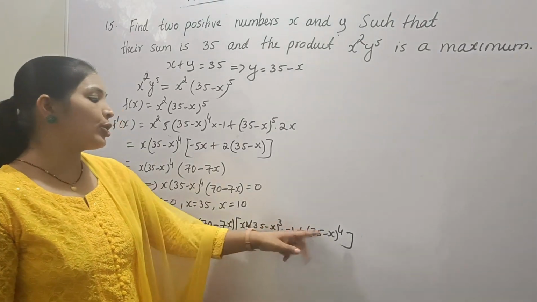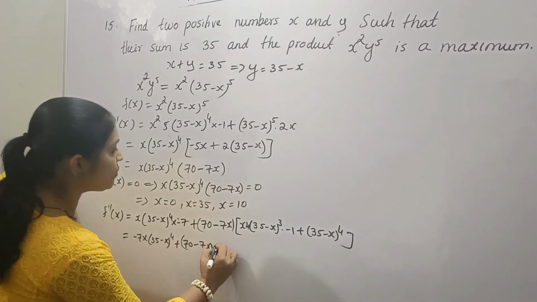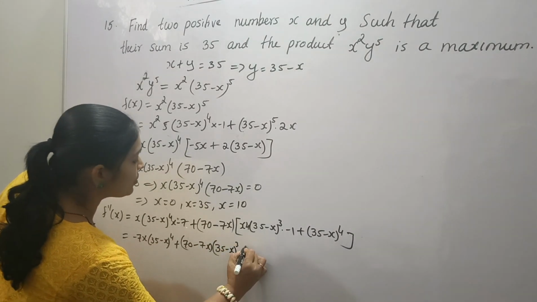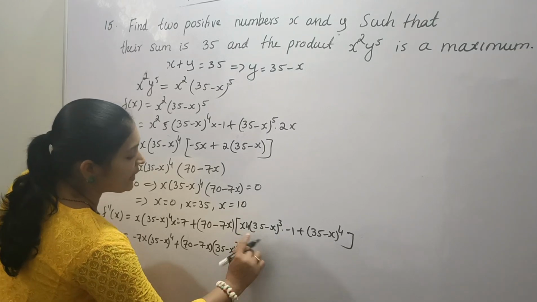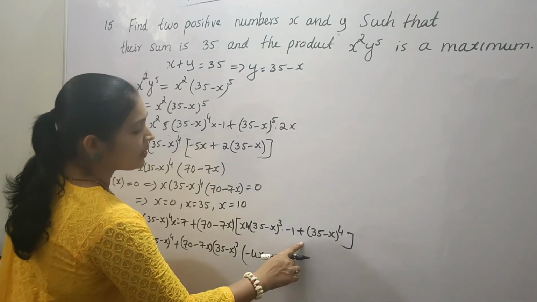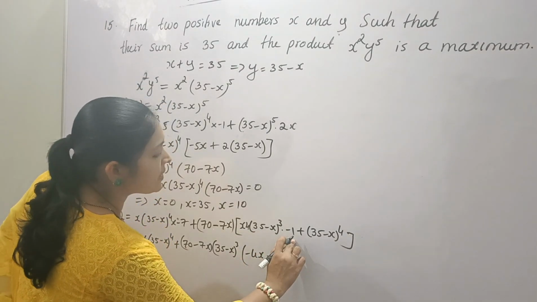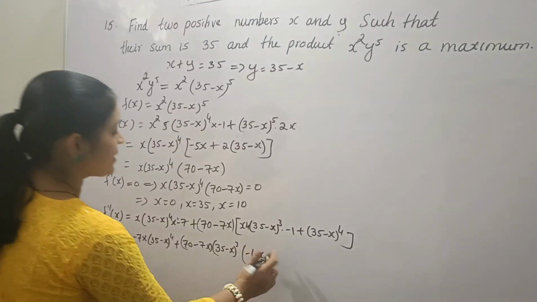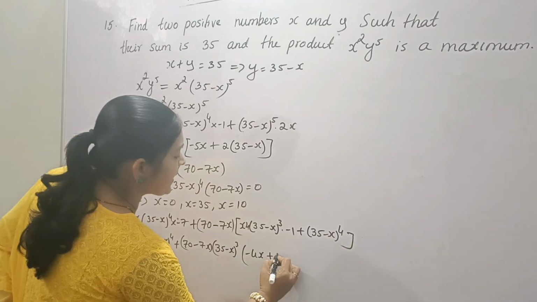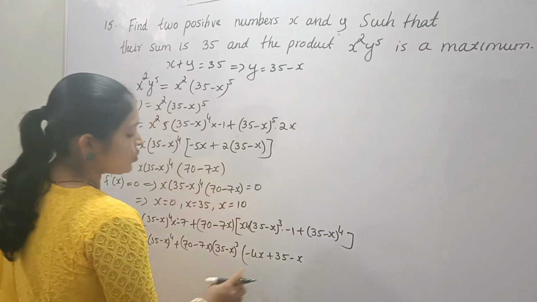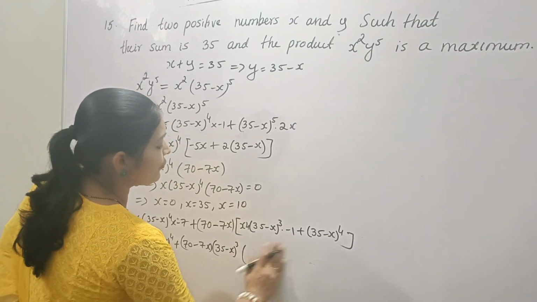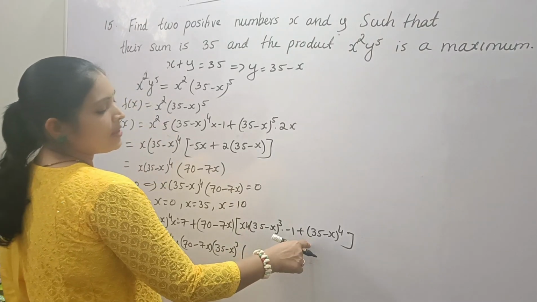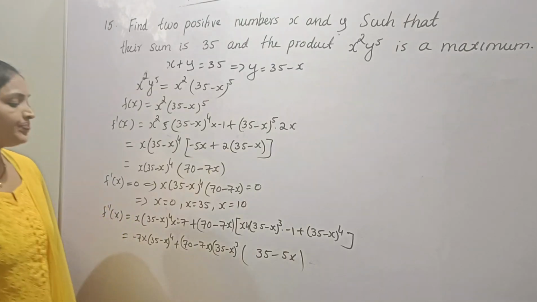here see, 35 minus x whole cube is common, right? So let's take it out. 35 minus x whole cube into, here remaining minus 4x, plus 35 minus x. So this can be written as 35 minus 5x, right? That is minus 4x minus x, minus 5x. Okay.